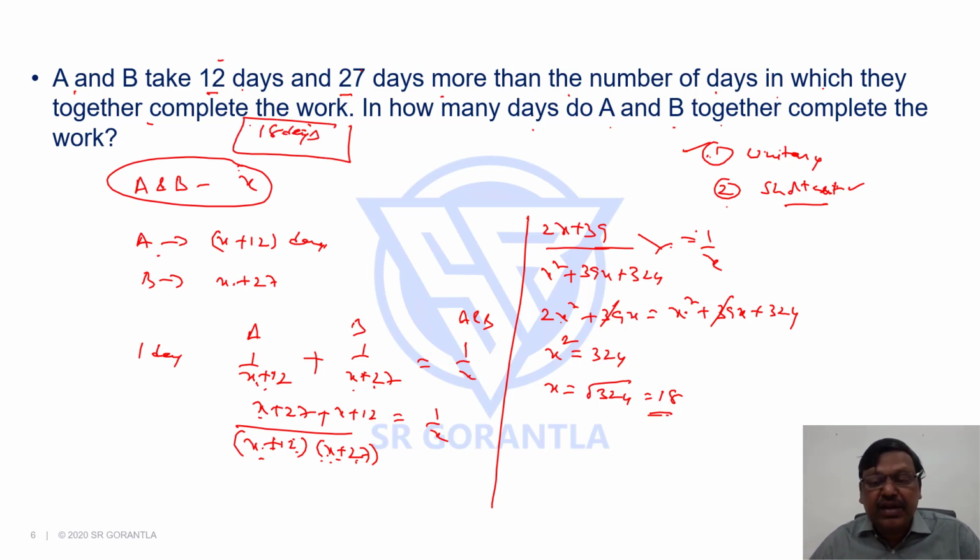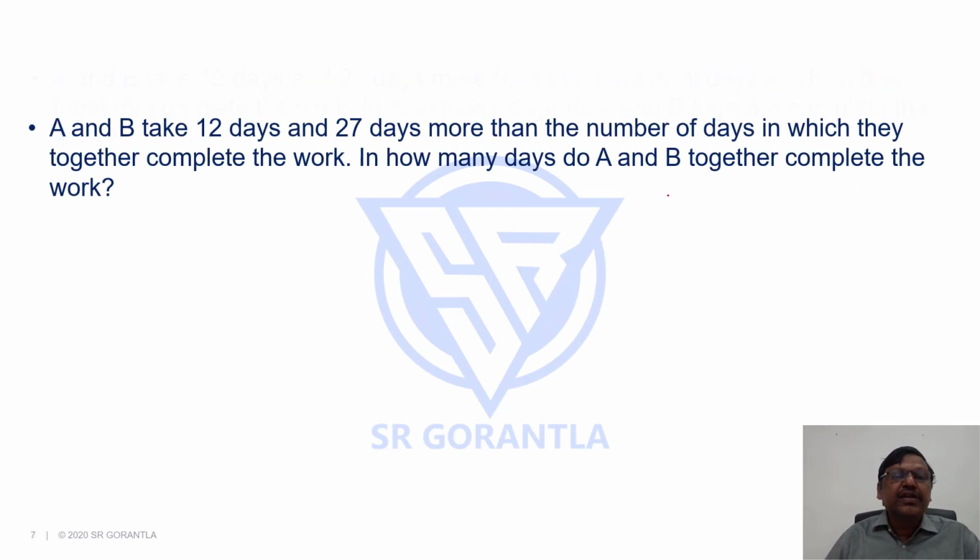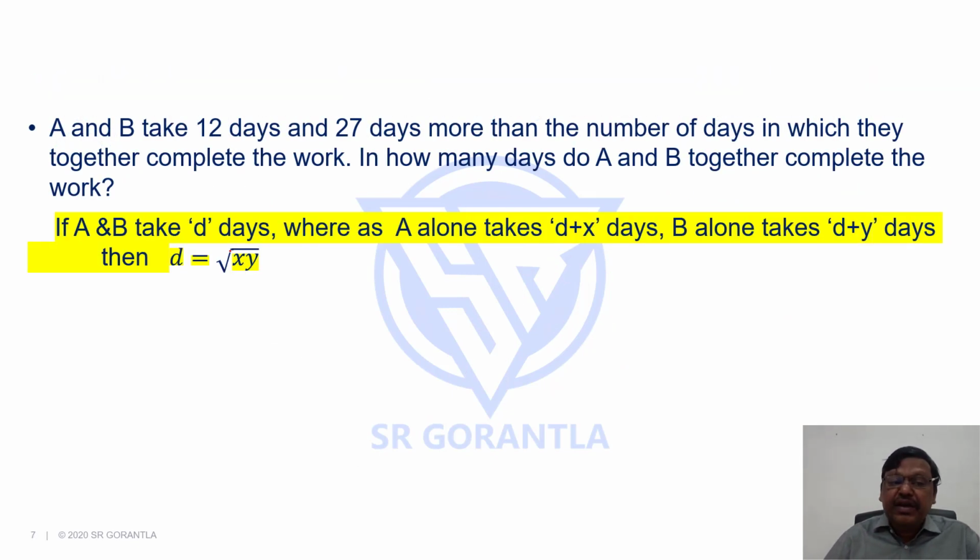This is the unitary method, but however we have an interesting shortcut here. That is, if A and B together take D days, and A alone takes X days more than this, and B takes D plus Y days, means Y days more than that, then D is equal to square root of XY. Here A takes 12 days more than their combined work time, and B takes 27 days, means X and Y are 12 and 27.